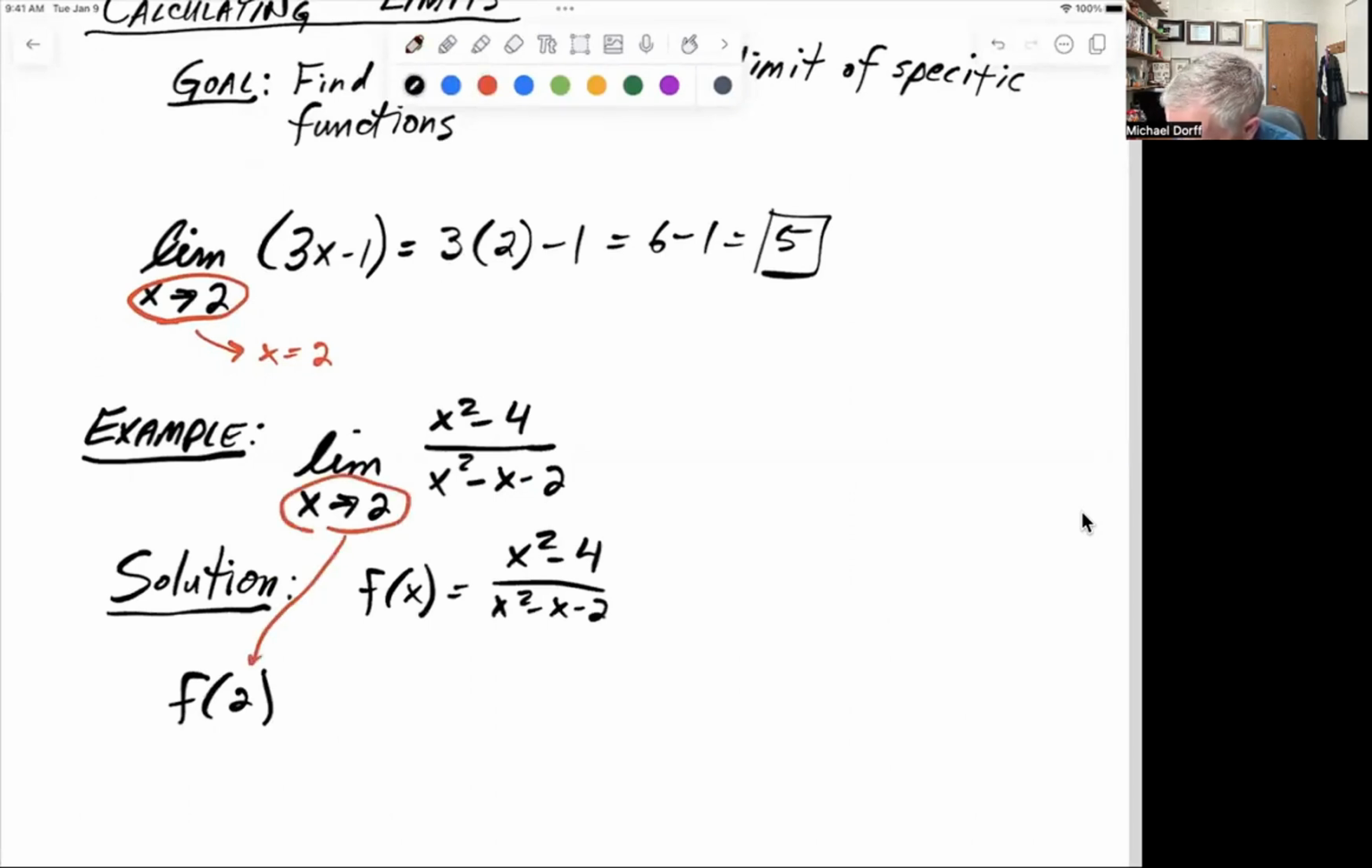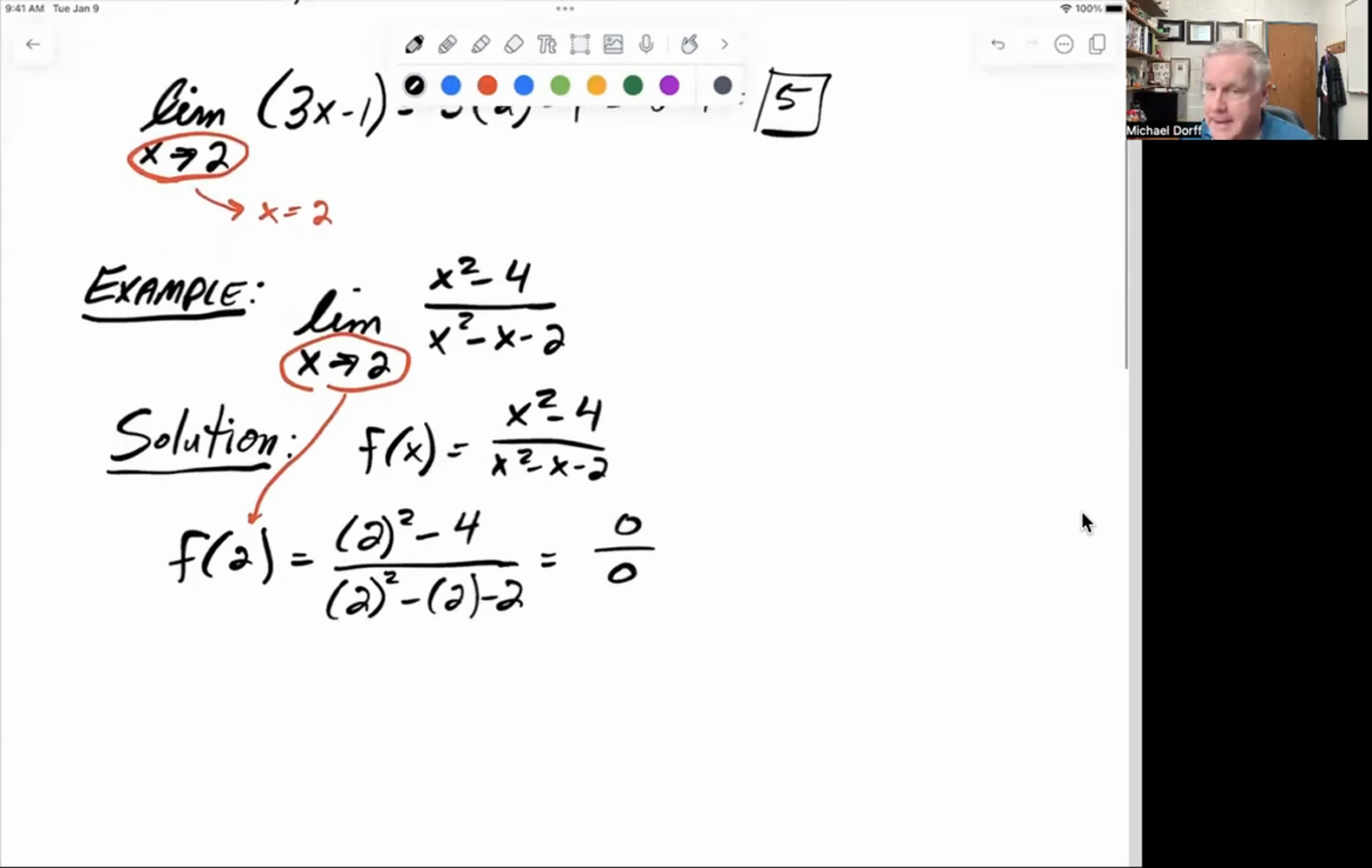So when I do that now, I put 2 in for x. So in the numerator, I have 2 squared minus 4. In the denominator, I have 2 squared minus 2 minus 2. And when I simplify that, I get 0 over 0. That's not my answer. 0 over 0 is what's known as an indeterminate form. Let me spell that correctly. Try that again. It's an indeterminate form.